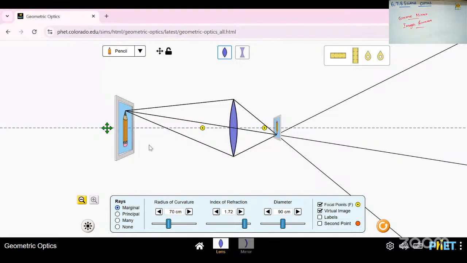Do you get any idea about the ray diagram or not? How the images are formed in different kinds of mirrors, as well as lenses and plane mirrors. Is that clear, or is there any doubt in this chapter, in this topic? Okay.